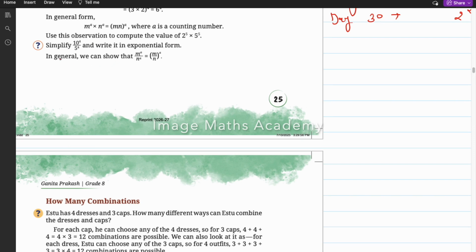Exponential form में लिखना है. And in general we can show that m to the power a upon n to the power a is equal to m upon n, to the power a. So here इसी को use करेंगे, 10 to the power 4 upon 5 to the power 4. In general we will write 10 upon 5 to the power 4, and 10 upon 5 है, 5 1s और 5 2s, 2 to the power 4. Answer is 2 to the power 4, using m to the power a upon n to the power a equal to m upon n, to the power a.